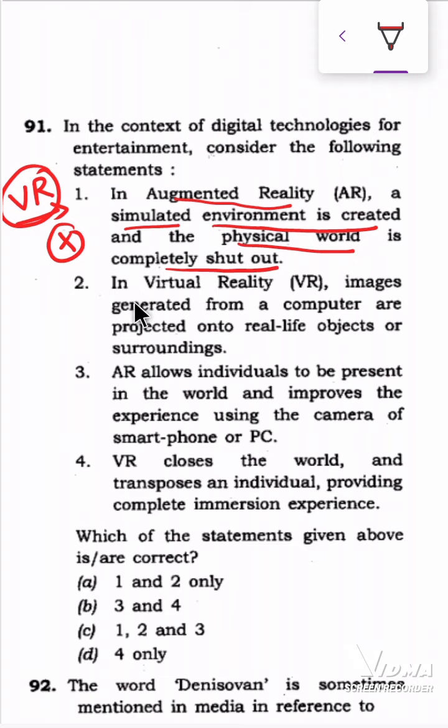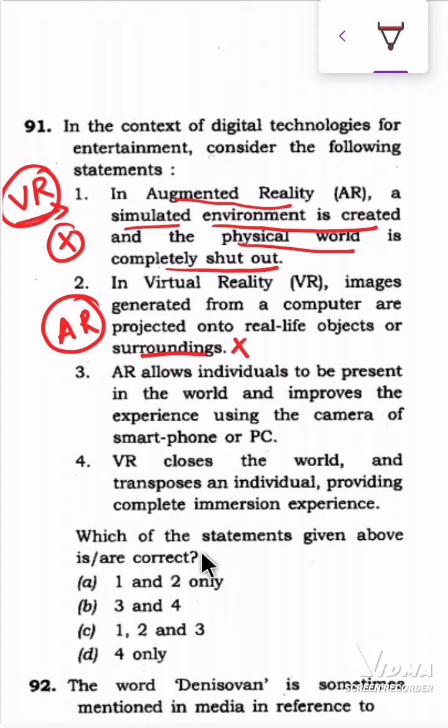In virtual reality, images generated from a computer are projected onto real life objects or surroundings. Again, it is not right, because they are actually swapped. This is for augmented reality. In augmented reality, we have the real world images and they are being projected upon. But in virtual reality, a new world is created. Your own sets of projections are there. You might have seen it in sci-fi movies. So a new world is created. That's virtual reality, and in augmented reality, our own reality is being augmented with the help of the computer, with the help of your processor, and you use such gadgets to help visualize augmented reality.